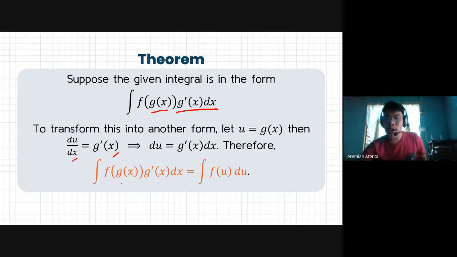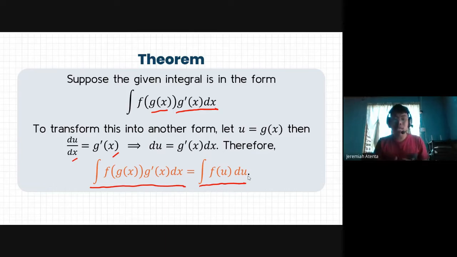Therefore, the integral of f of g of x times g prime of x dx is now equal to the integral of f of u, which is your g of x, du, which is g prime of x dx. So from a complicated form, it simplifies into this one. If we are given this form, then it is easier to integrate using the basic integration rules that you have learned in our previous lessons. So this is what we will use here.